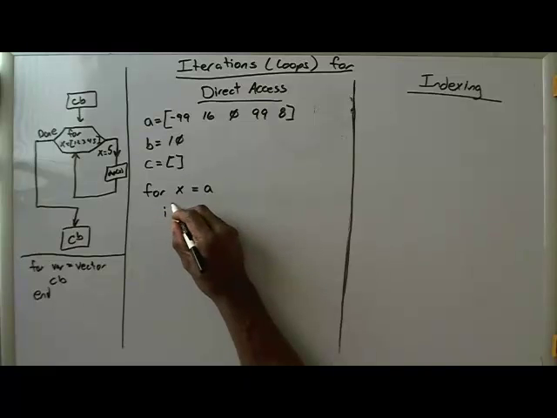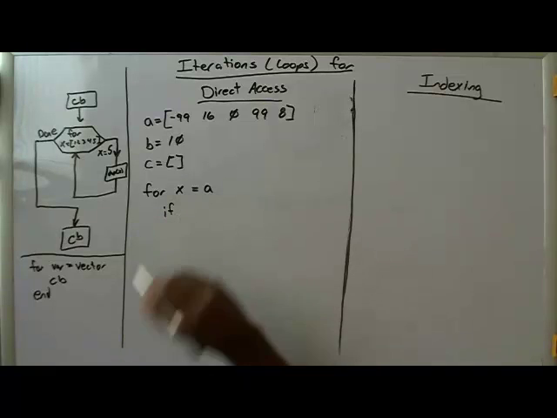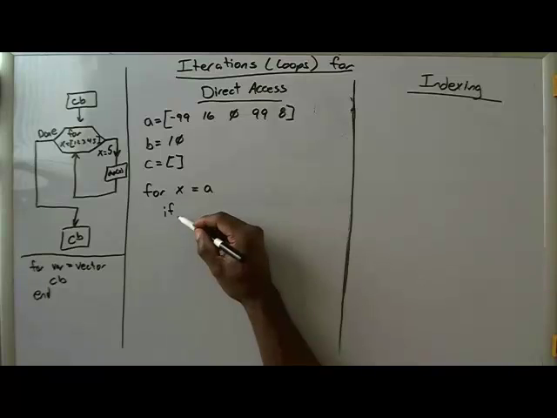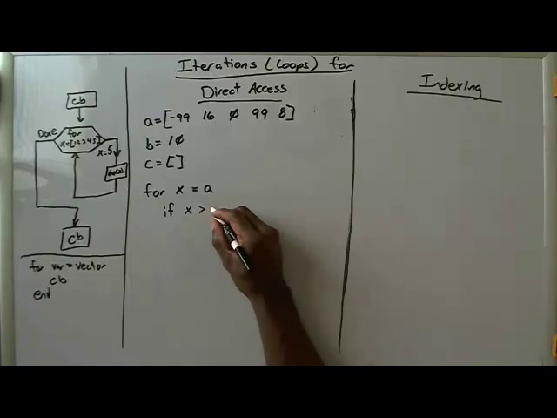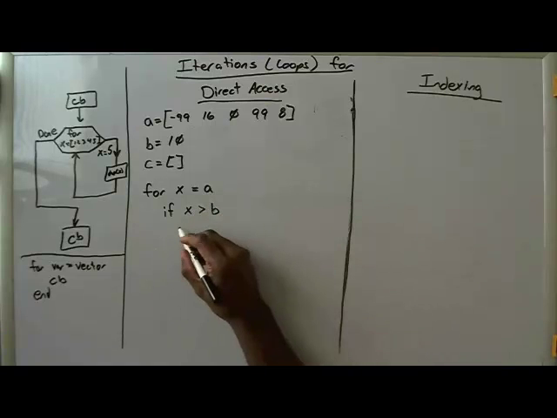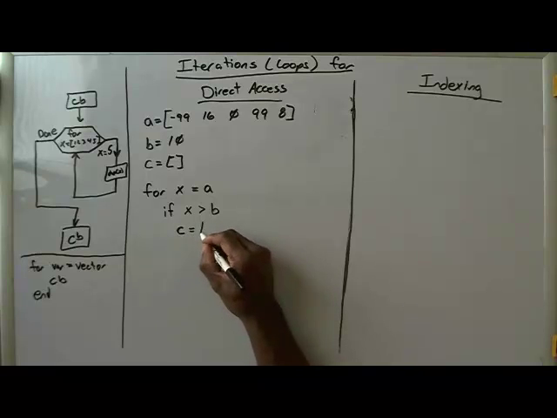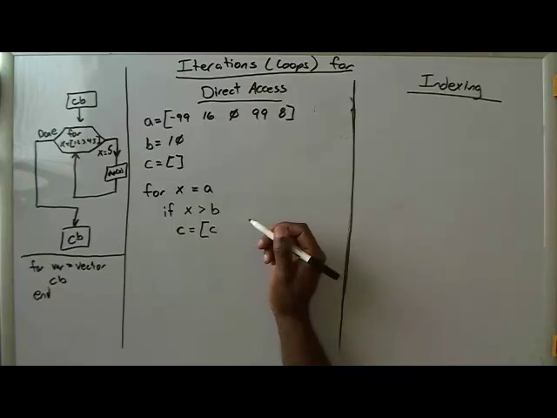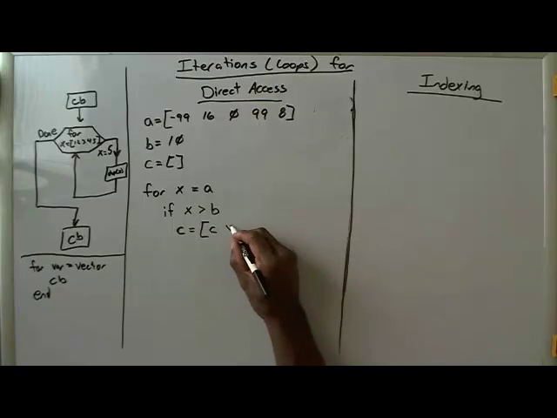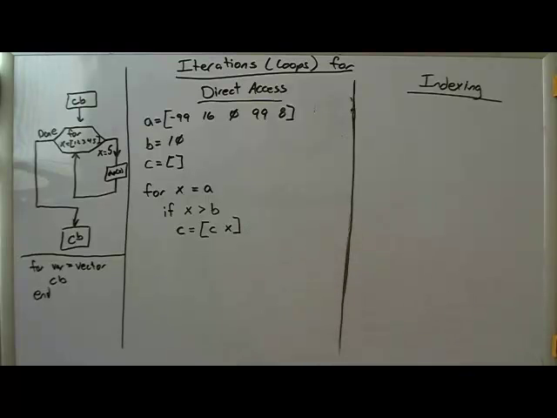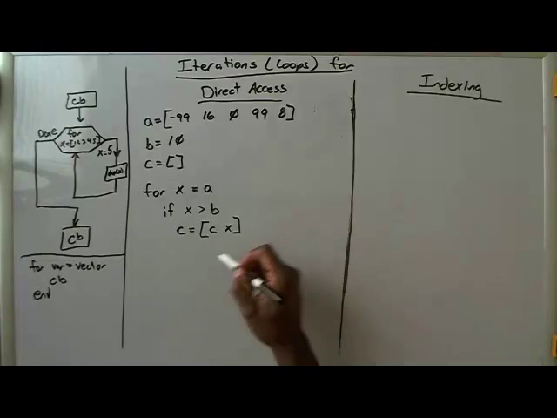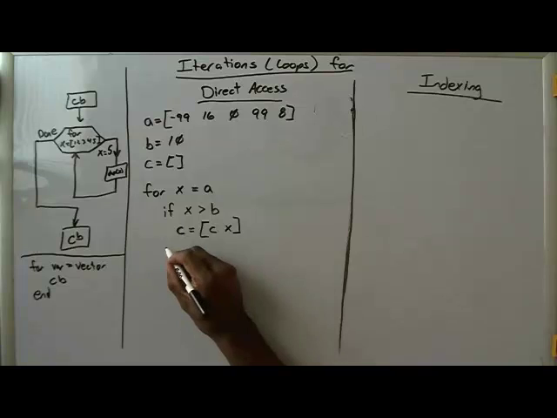Well, if I want to make a decision, I'll use the if statement. So inside the for loop, I'm going to make an if statement. If x is greater than b, right, then the value of vector C is going to be a concatenation of the old value of C with the value of x concatenated onto it. And this is how we're going to build up the vector C.